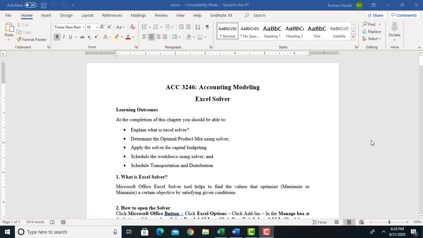And finally, we are going to discuss how to apply this solver to schedule the transportation and the distribution of an organization. So these would be the applications we would expect to discuss under this solver.